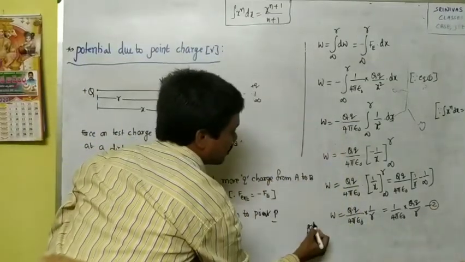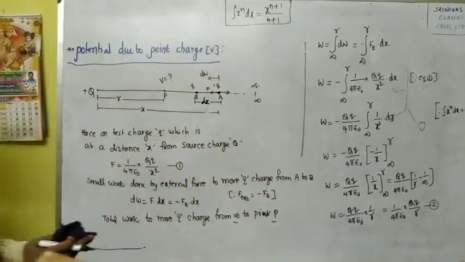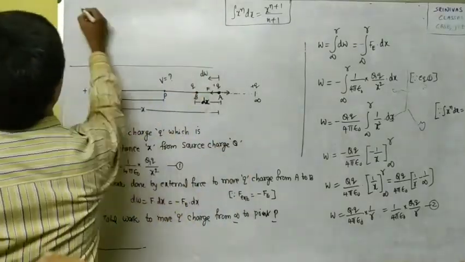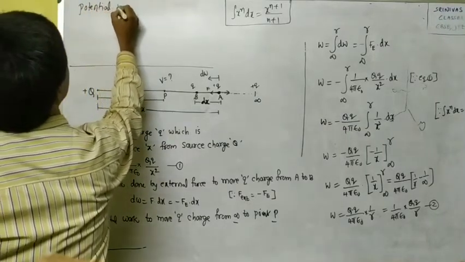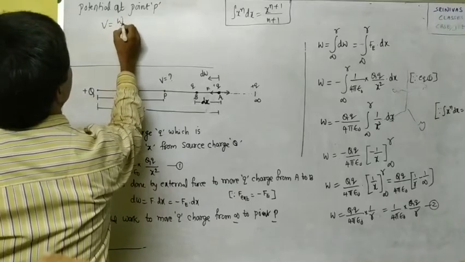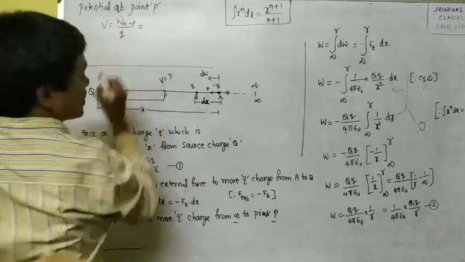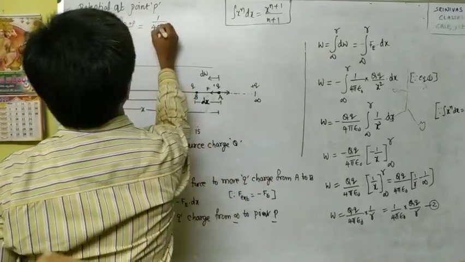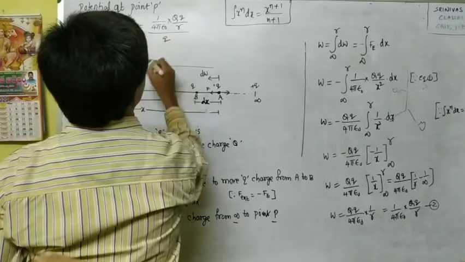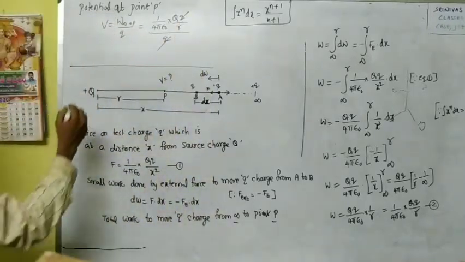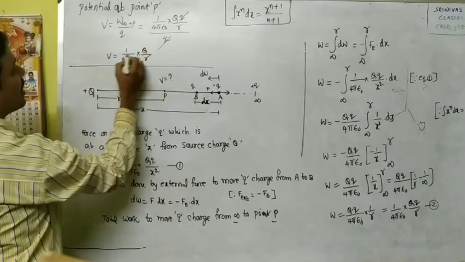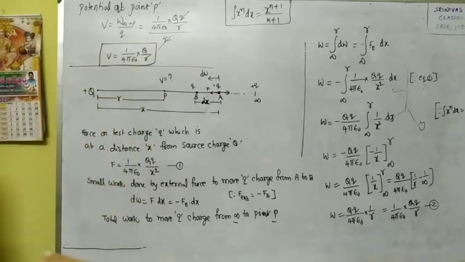After that we want to calculate the potential at point P. How to calculate the potential at point P? The potential is the work to move from infinity to P per charge q. The work we know already: 1 by 4 pi epsilon naught into capital Q into small q by r, divided by q. Then this small q will cancel, and finally we get the potential formula: 1 by 4 pi epsilon naught into capital Q by r. This is the formula for the potential at point P.